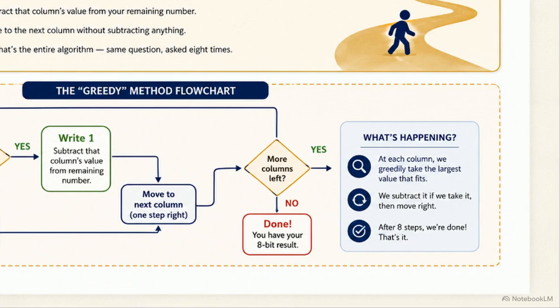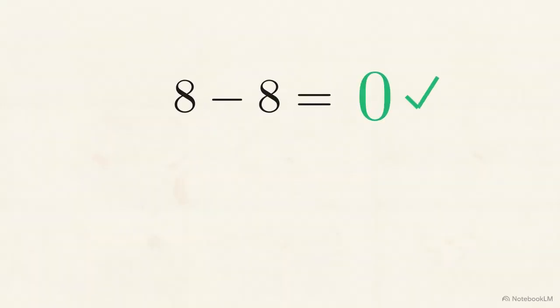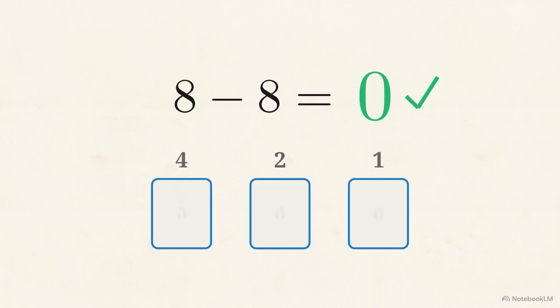16 doesn't. 8 fits exactly, write 1, leaving 0. The remaining columns get zeros. Hitting a remainder of exactly 0 at the end of the sequence serves as your built-in proof. It confirms your final binary conversion is entirely accurate.